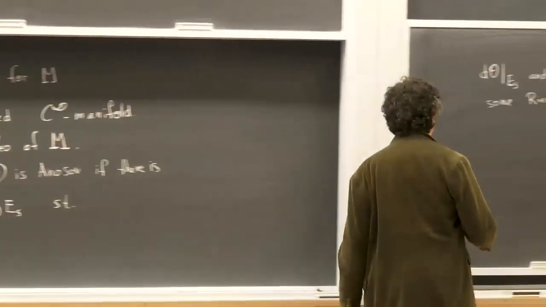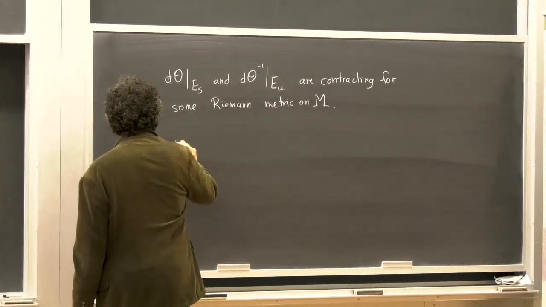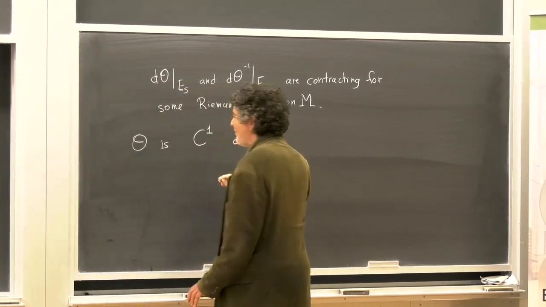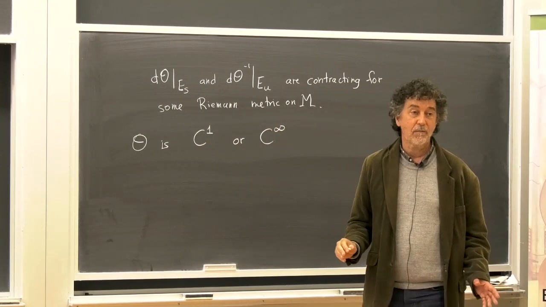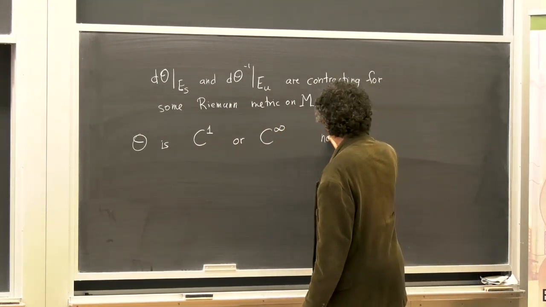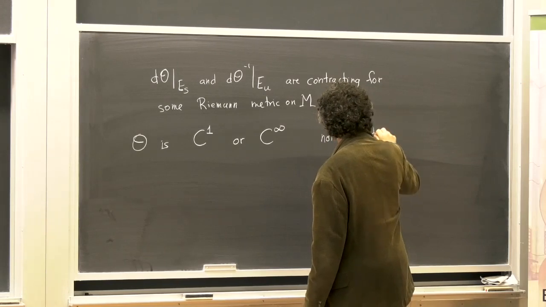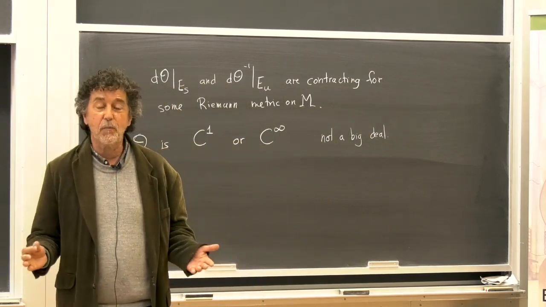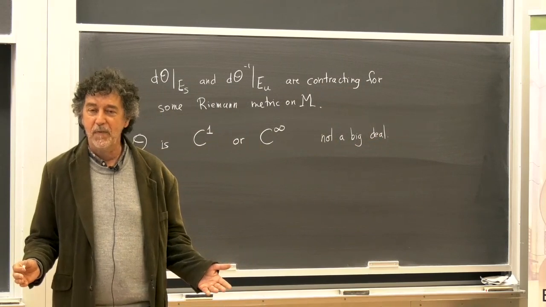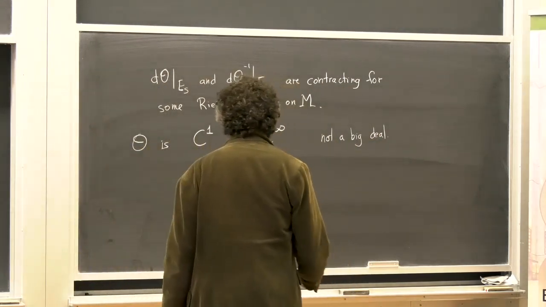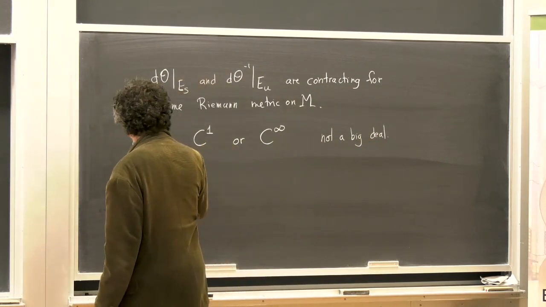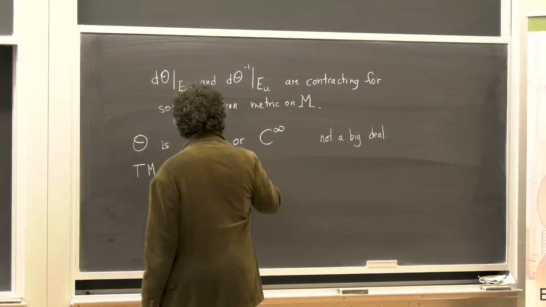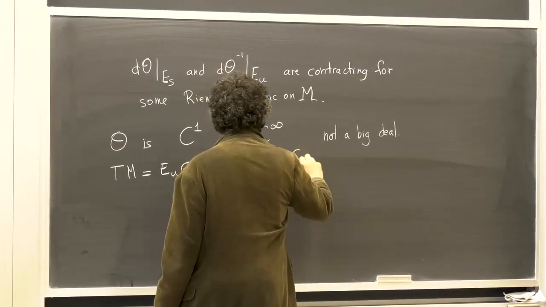What is very important here, theta should be at least C1 or smooth. It does not change too much. It's not a big deal. If you look at the theory, it does not change. There is no big difference between C1 and smooth up to now. But what is very important is that the decomposition is only a continuous decomposition.